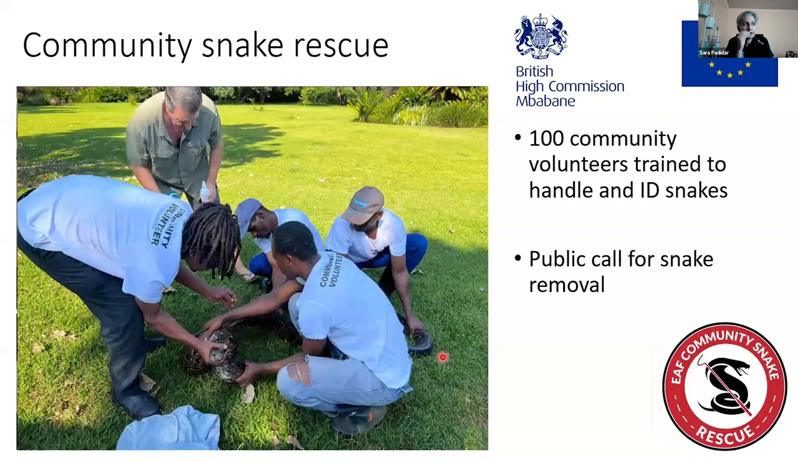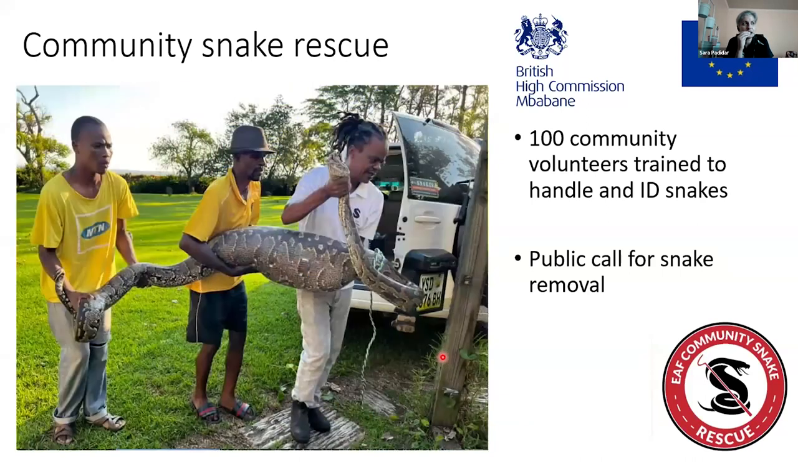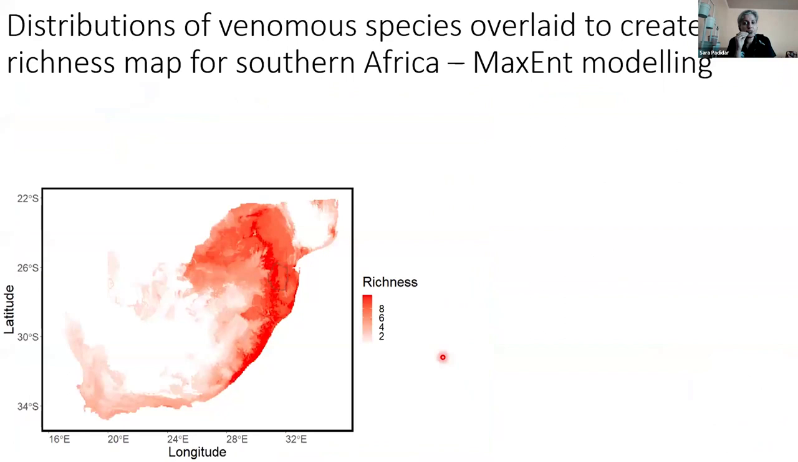Sometimes the snake is something like a python, non-venomous but still unwanted, and other times it can be a black mamba or a brown house snake. What happens is that our snake rescue volunteers will tell us where they went, give us a location which we can then geocode, as well as take a photograph of the snake which we can then use to identify. This data, together with GBIF data and survey data, was used to carry out, and this is work done by Professor Monajum, to look at the distribution of venomous species in southern Africa.